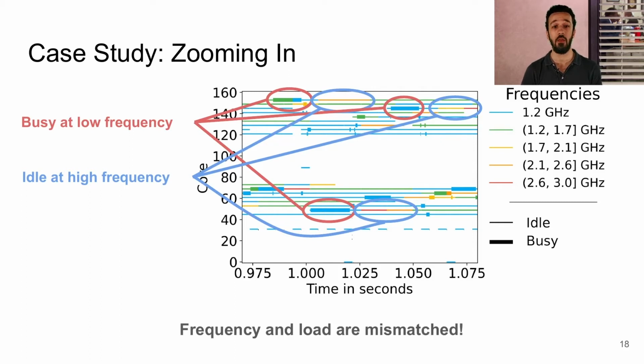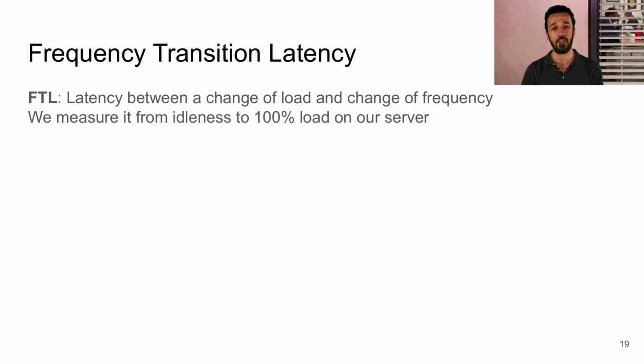On this workload, the latency of the frequency scaling makes these changes useless. The frequency is raised when it no longer needs to be raised. The load of a core and its frequency are mismatched. Let's try to understand how long it takes for a CPU to change its frequency. The frequency transition latency, or FTL, is the duration between a change of load on a core and the change of the frequency to match this load.